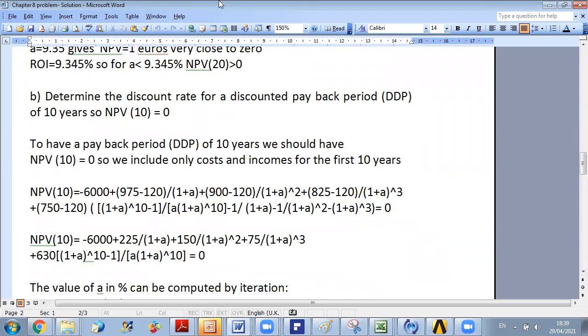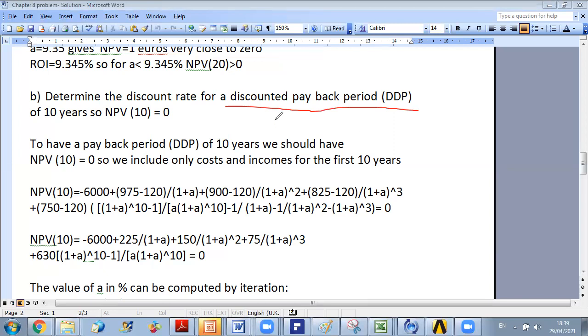Determine the discount rate for a discounted payback period of 10 years. So now the question is, what should be the value of A to get a discounted payback period of 10? What do we mean by discounted payback period? This means the time needed to just have a balance of 0.